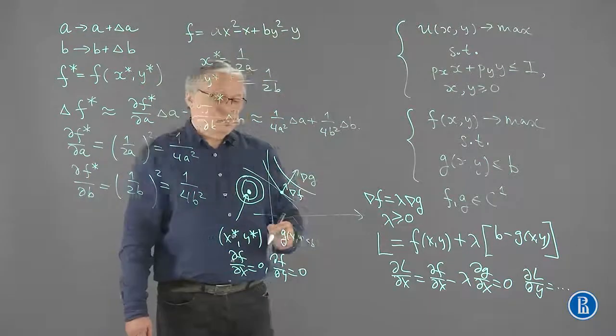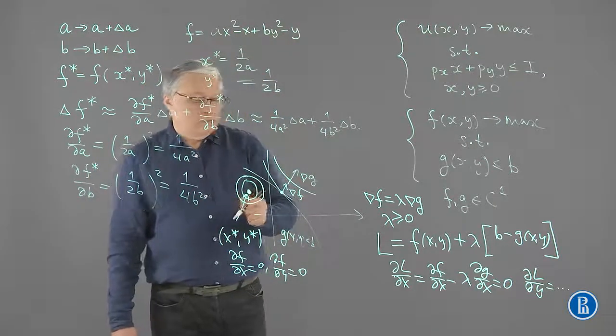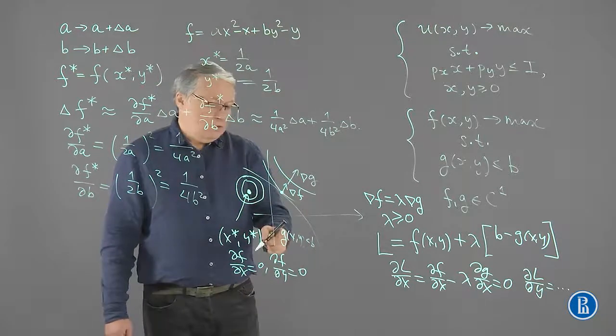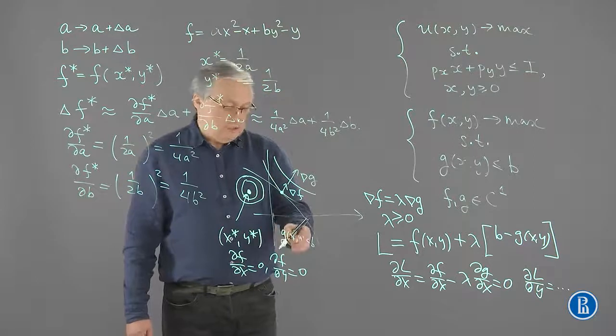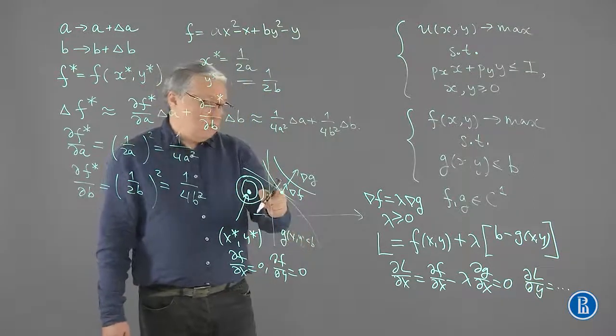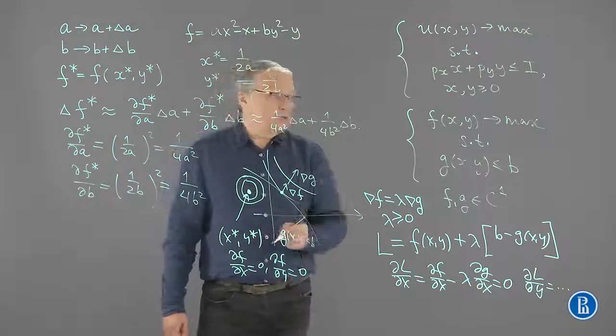Both cases, when a maximum of f is taken at some point within the set g less than b, or on the boundary of the set at this point, can be combined in one statement.